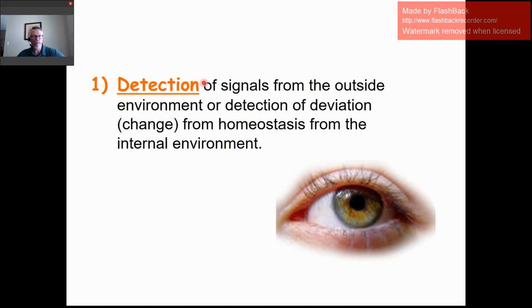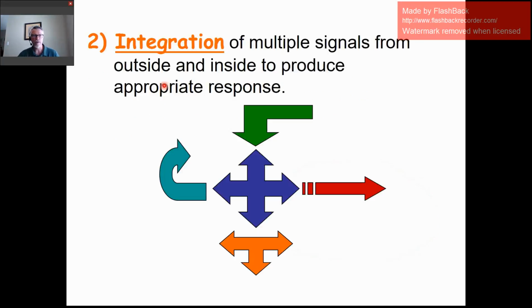So the first step in this reflex arc process is detection. So you have incoming signals either from the external environment through the sensory portion of the peripheral nervous system. So, you see something coming, that's a detection, detecting signals from the outside. Or detecting a change of your internal environment, like your blood glucose level drops. Okay, so that's the detection step of the reflex arc.